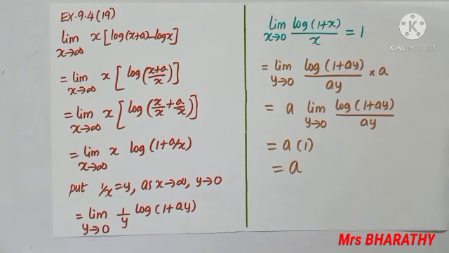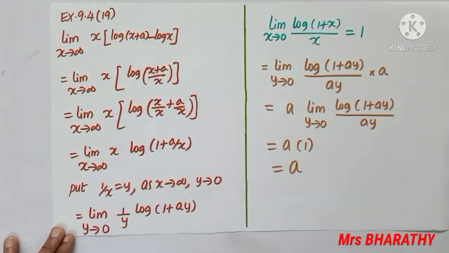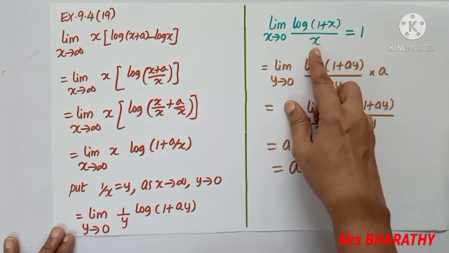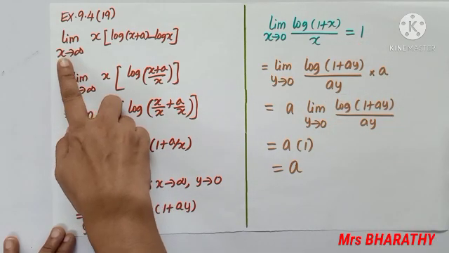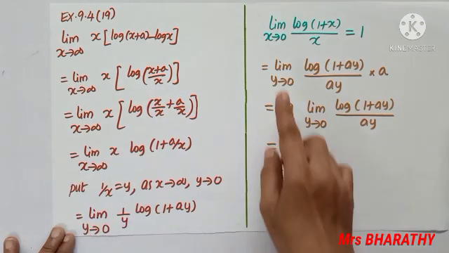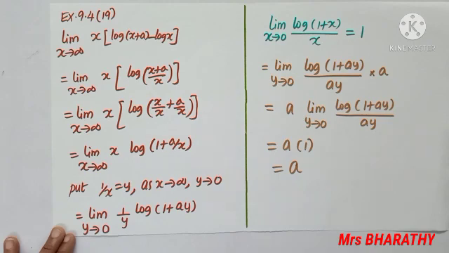Question number 19, limit x tends to infinity, x into log x plus a minus log x. When I say log in the problem, let me recall this formula: limit x tends to 0, log 1 plus x by x gives rise to 1. In this problem, I have x tending to infinity. Can I apply the formula? Here I have x tending to 0. So naturally some substitution is needed.